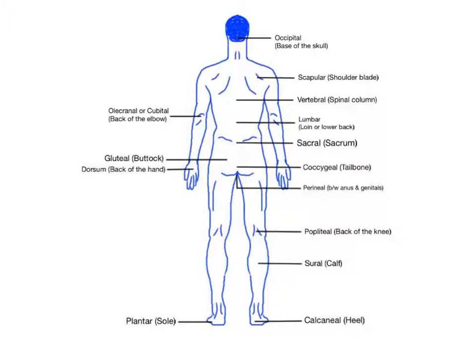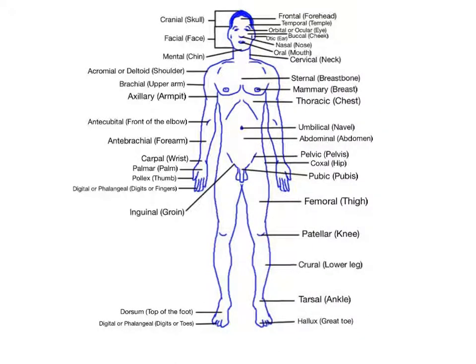The posterior head features the occipital region, which is the base of the skull. The cervical or neck supports the head and attaches it to the trunk. The trunk consists of three regions: the thoracic or chest, the abdominal, which is the abdomen, and the pelvic, the pelvis.